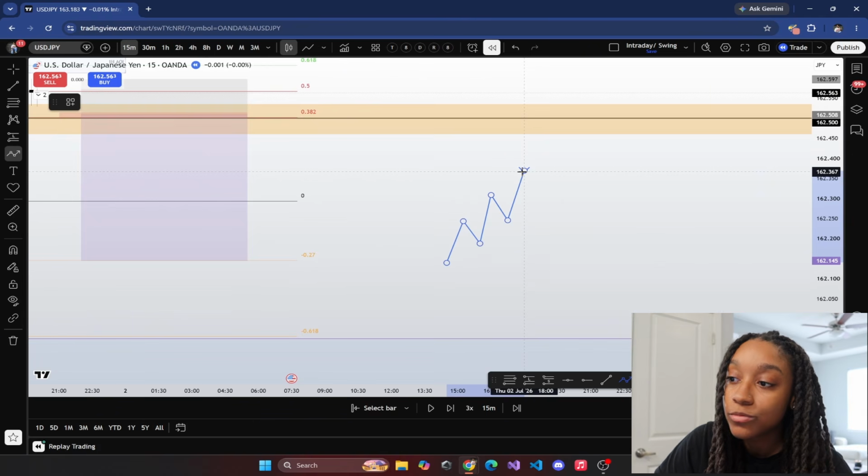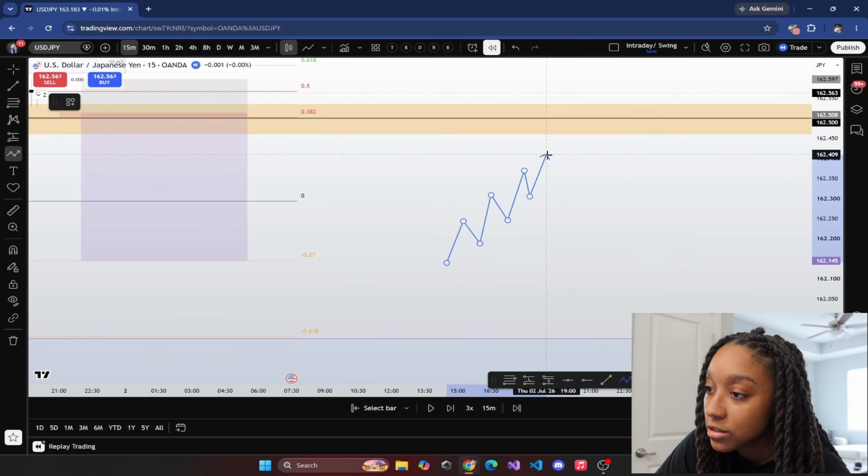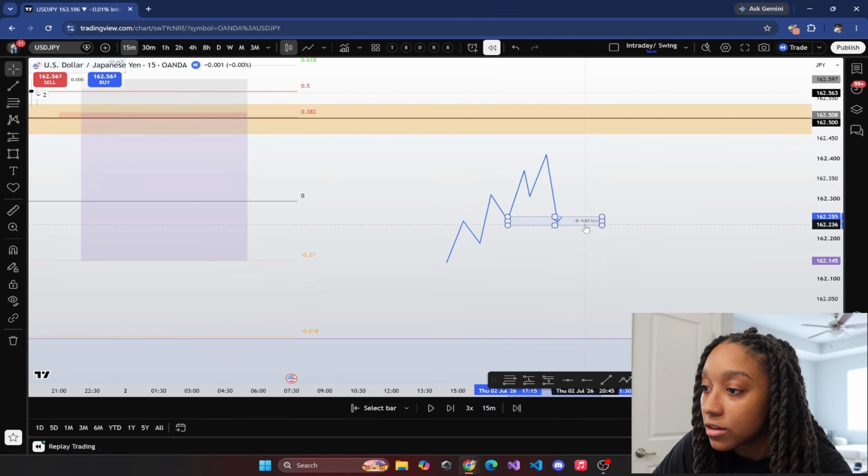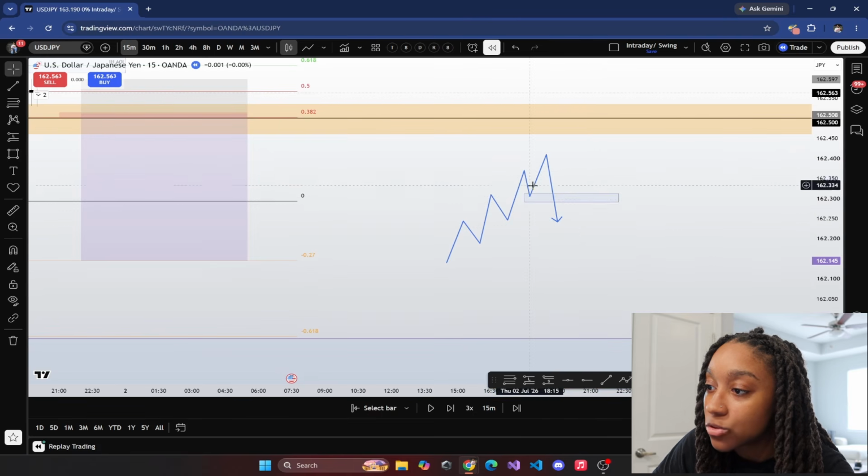I need to wait for price to shift structure, right? So I need to wait for price to break support. So there will be support right here. This will be a support level. These are all support levels, but this is the most relevant one because we made this high.